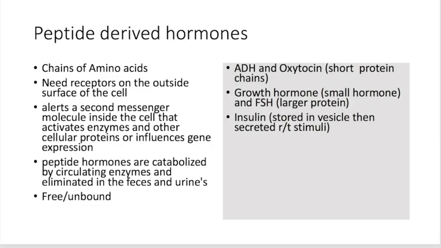The peptide derived hormones, these are chains of amino acids. They do need a receptor on the outside of the cell, so they are not a direct action. They have to do more second messenger. What this is going to do is alert a second messenger molecule inside the cell. It's going to activate those other enzymes and then influence cellular proteins, gene expression. Peptide hormones are catabolized by circulating enzymes, and then they are going to be eliminated in the feces and urine. They are free and unbound. Examples of your peptide derived hormones include antidiuretic hormone, oxytocin, growth hormone, follicle stimulating hormone, and insulin.